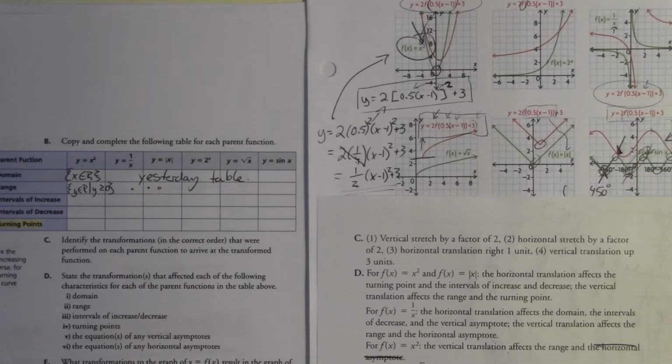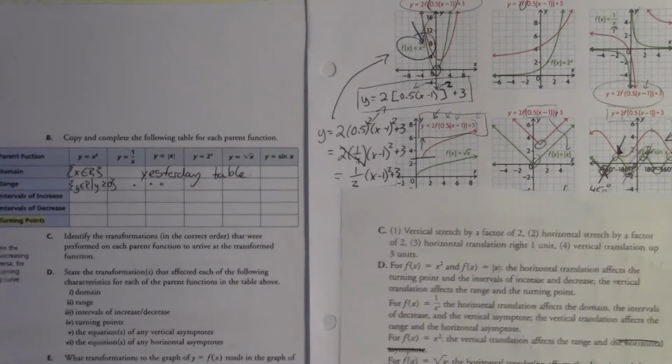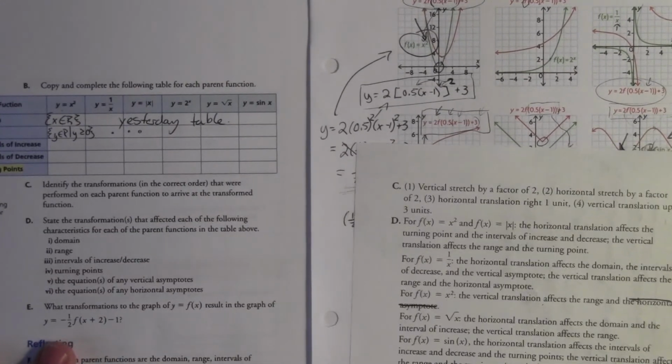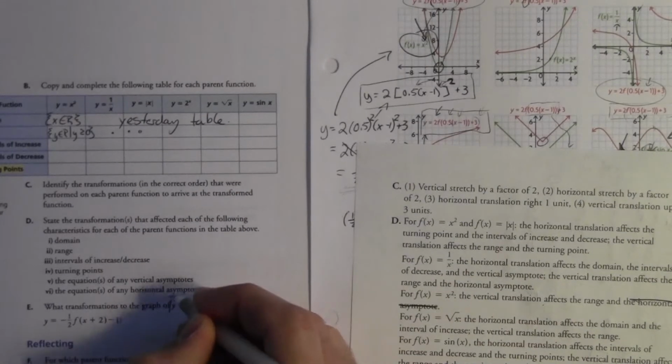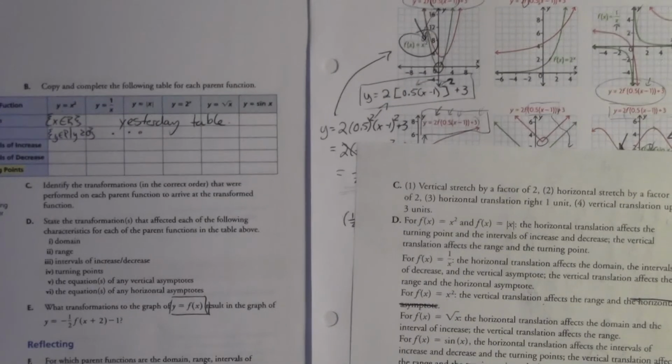E, what transformations to the graph of y equals f at x result in the graph of this? Hey, who can do this one? Thanks, just keep letting me know because I'm looking down here. What transformations result in this graph? This is easy, right? There's even just a very simple parent function here. We're just saying y is equal to f at x, so there's no tricks here. What transformations are happening? Kevin in the middle.